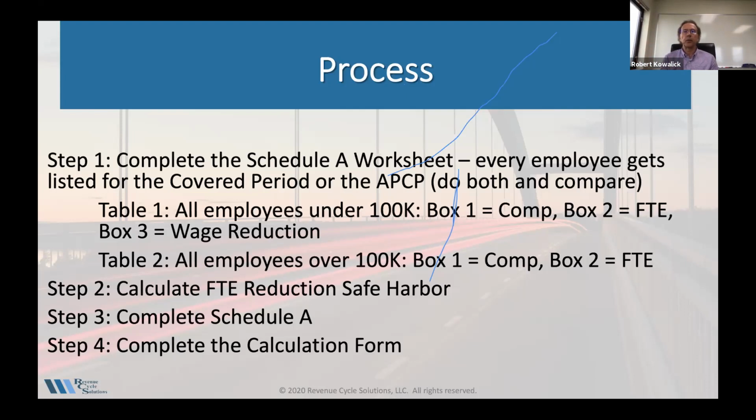There's actually box 3 and box 4. I'm sorry, it's box 4 and box 5. Box 4 is the compensation, the actual wage, and box 5 is their FTE. They don't care anything about wage reduction for someone in that group.